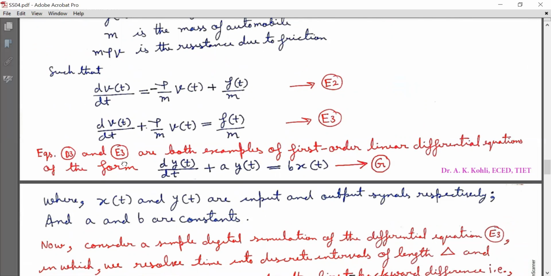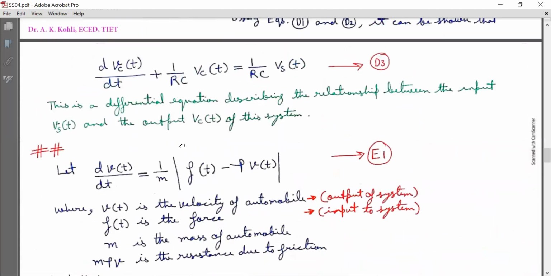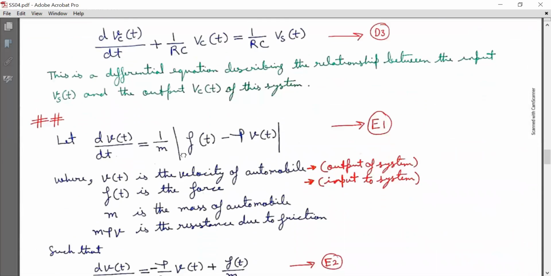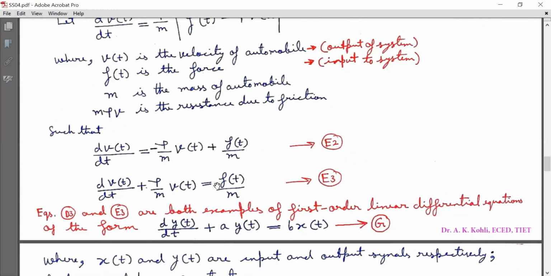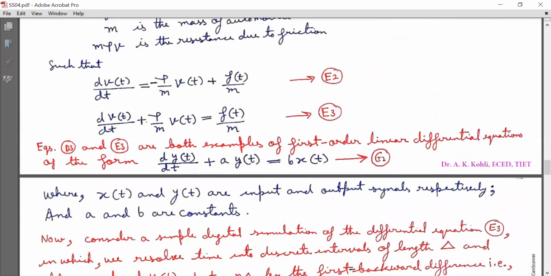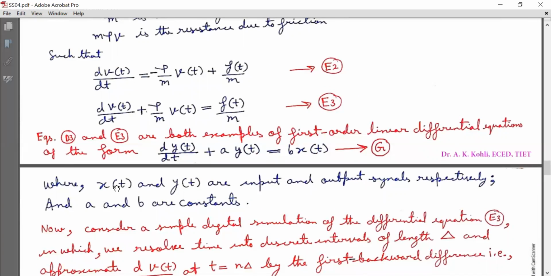Look at equation D3 and equation E3. Equations D3 and E3 are both examples of first order linear differential equations of the form dy(t) by dt plus a y(t) is equal to b x(t), marked as equation G, where x(t) and y(t) are input and output signals respectively, and a and b are constants.